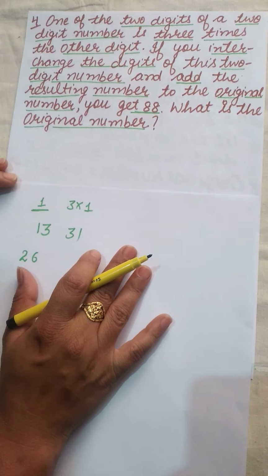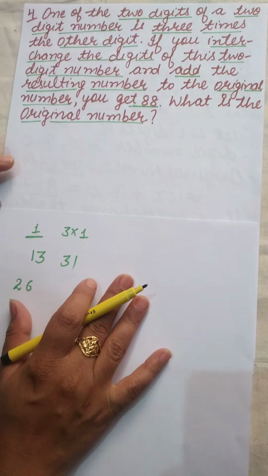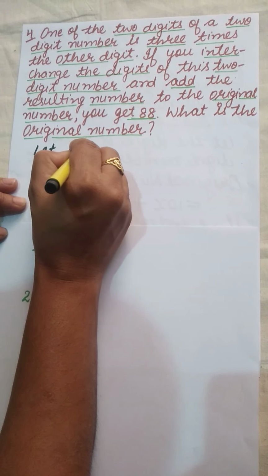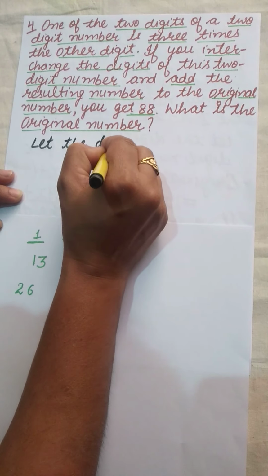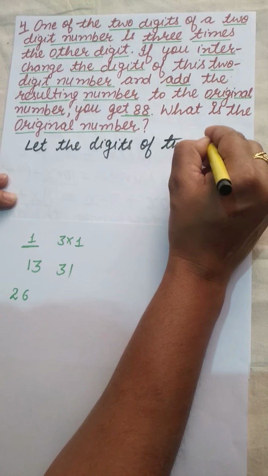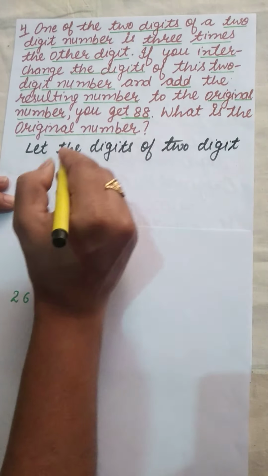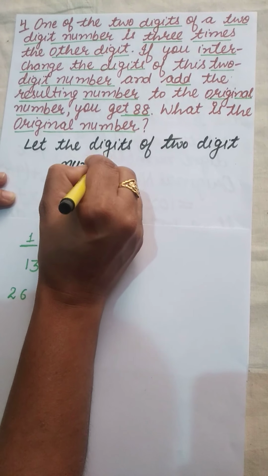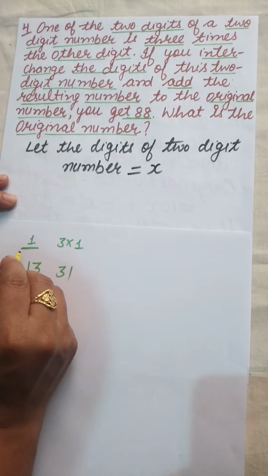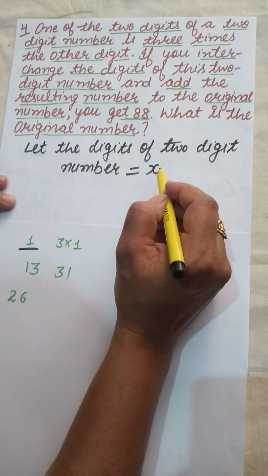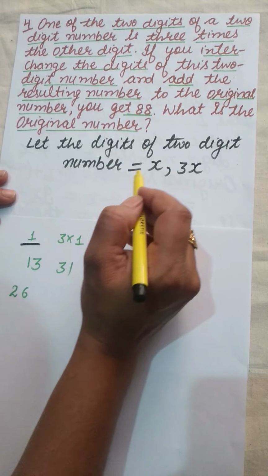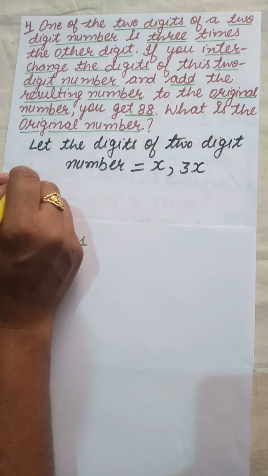Let us firstly take the digits of the two-digit number. Let the digits of the two-digit number be x. If one is x, then the other will be 3x.